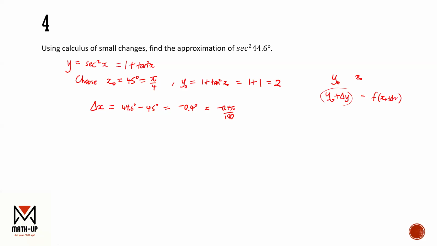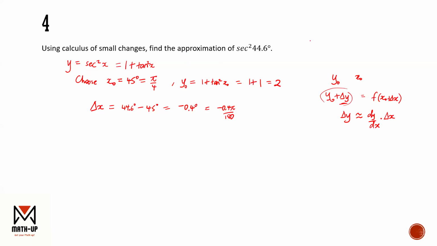X naught plus delta x. This is what we want to approximate it to, and now this is what we want to get. So we need to get delta y now. Delta y is what we approximate to dy dx, which is the gradient function, multiplied by delta x. This is the approximation that we make. That's why it's called an approximation.